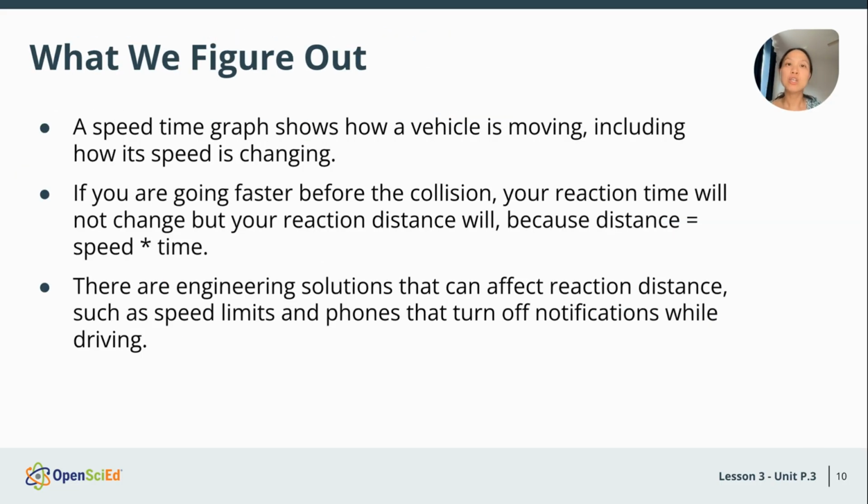So, in this lesson, students figure out that a speed versus time graph is a representation of vehicle movement, including how the vehicle's speed changes. They use a simple algebraic relationship, distance equals speed times time, to explain how even if a driver's reaction time remains the same, reaction distance increases when driving faster. Thus, to avoid a collision, there are engineering solutions to decrease reaction distance by reducing speed, such as speed limits, and/or reaction time, such as undistracted driving by turning notifications off.